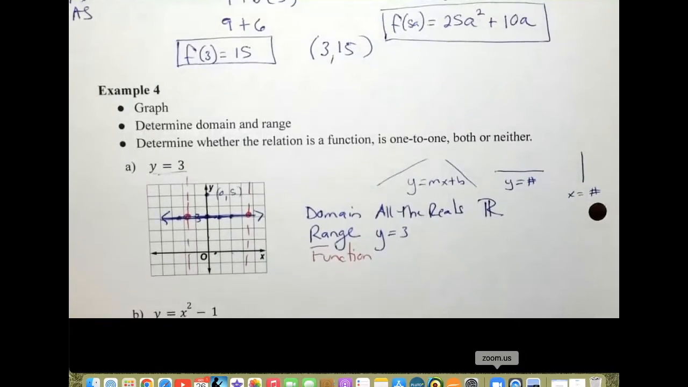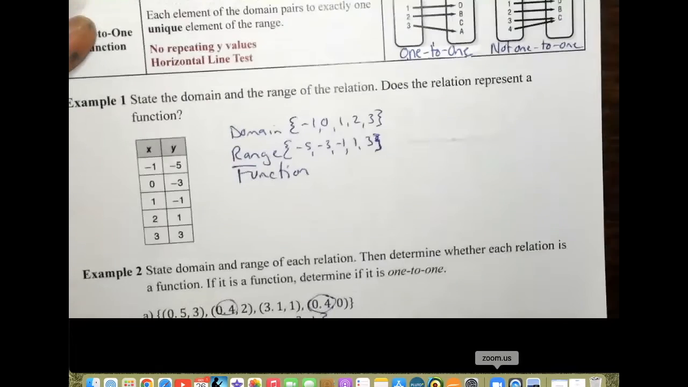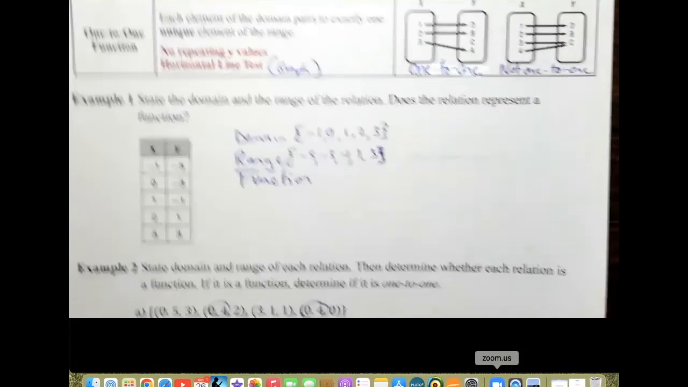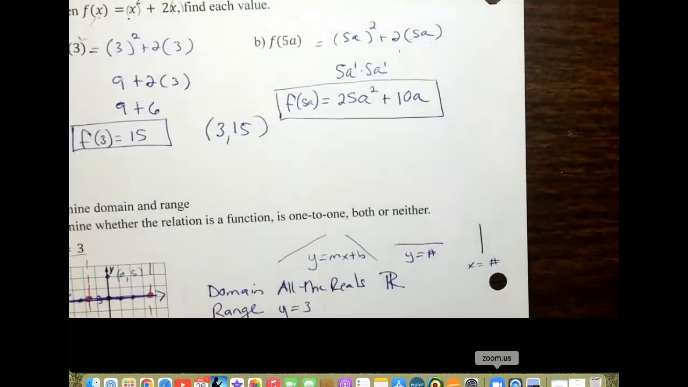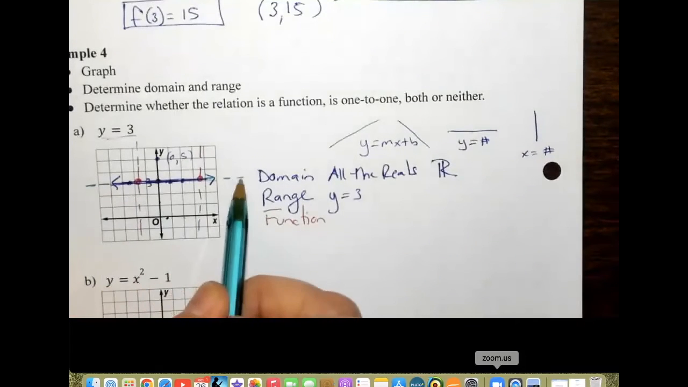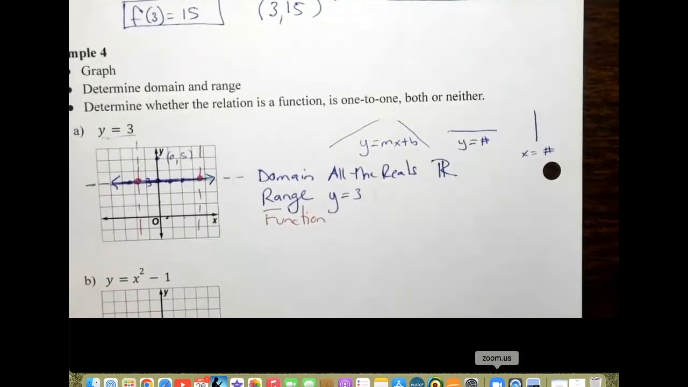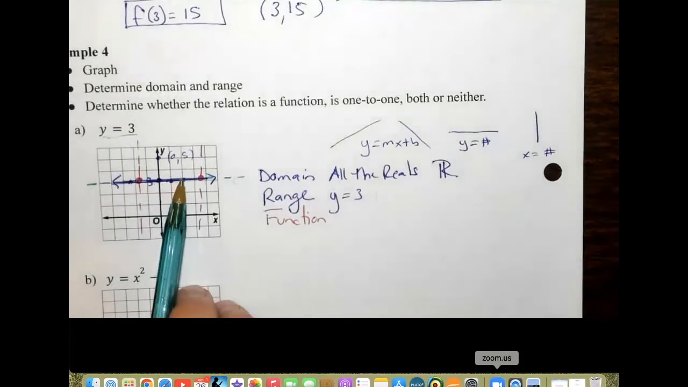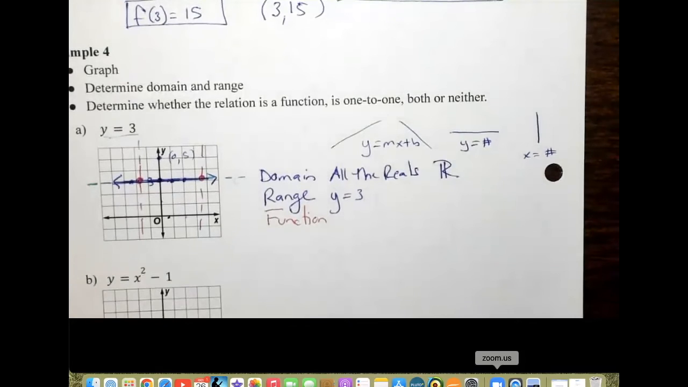Okay, how about 1:1? If I look back at 1:1, it says you need to do a horizontal line test. This is for the graph. I need to do a horizontal line test to see if it's 1:1, and it can only touch it once. If I make a horizontal line, a dotted line going like this, how many times am I touching the function? A lot of times. So is it 1:1? Look at all the repeating y values. y is 3, y is 3, y is 3. All those y values are repeating. So this is not 1:1.